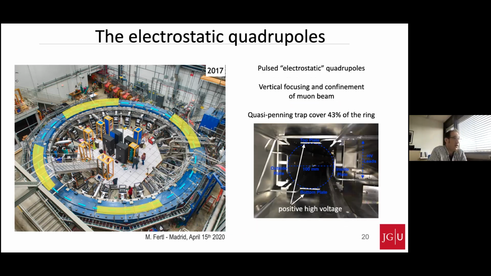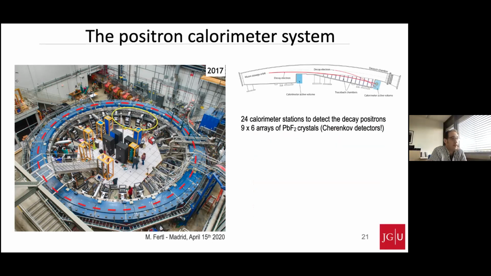To avoid the muons basically spiraling out of the magnet vertically, what we do is we have so-called electrostatic quadrupoles. On the right-hand side, you can see the quadrupole plates, and the top and the bottom one we actually charge with a positive high voltage. These plates cover roughly 43% of the ring, and our positive muons are basically reflected from the top and bottom plate, or repelled, and so we get a vertical focusing and a confinement of the muon beam in the circle around the ring.